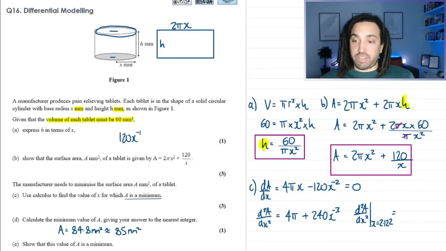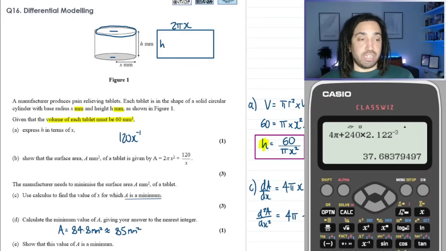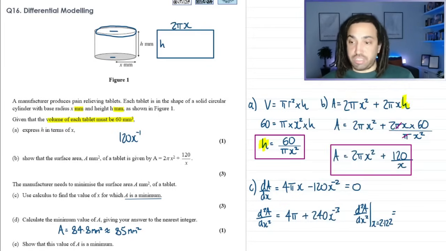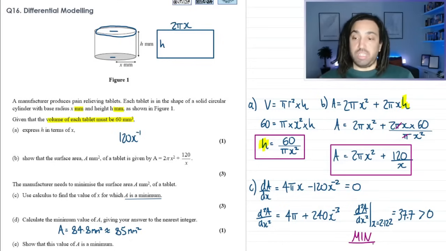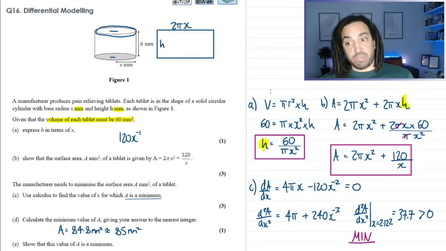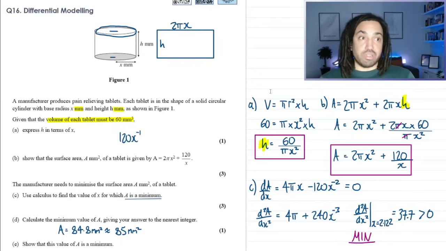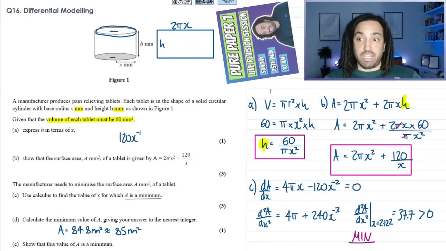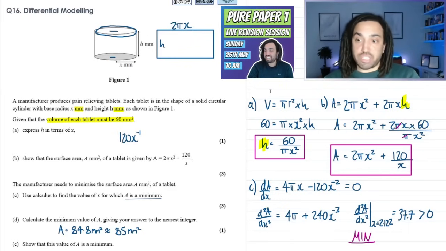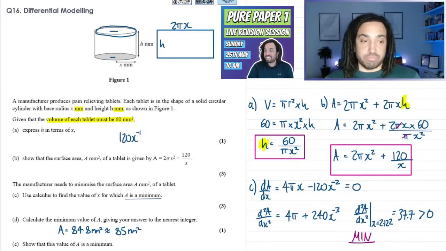So if we sub that in, again using our calculators, I've got 37.7. So that is great, because what that shows is that the second derivative is greater than 0, and when the second derivative is greater than 0, we get a minimum point. If it's less than 0, we get a maximum. If it's equal to 0, we get a maximum, minimum, or perhaps a point of inflection. We need to do further investigation. But for greater than 0, the second derivative means that we have a minimum.